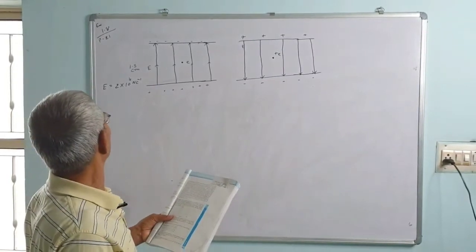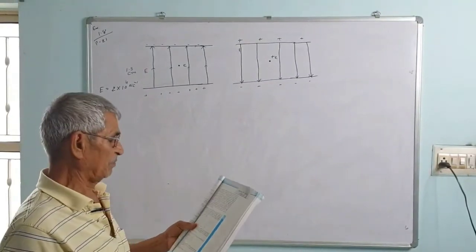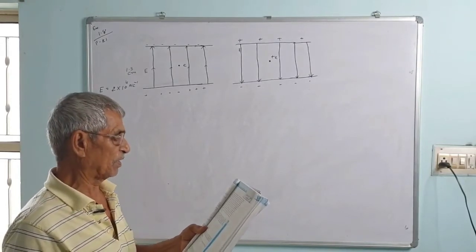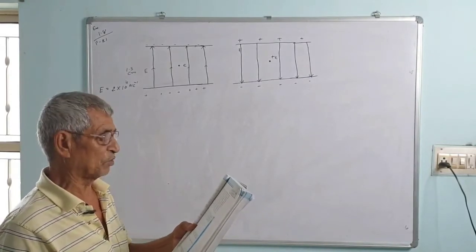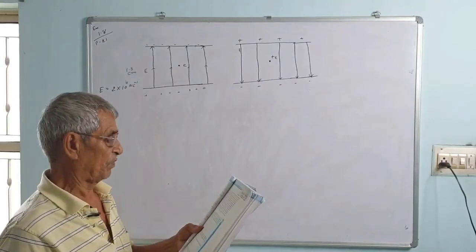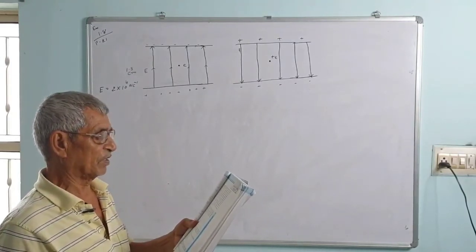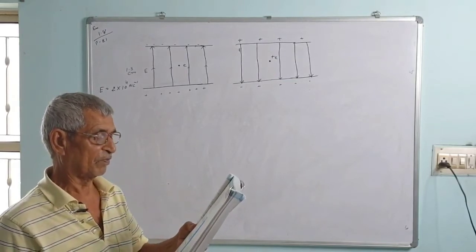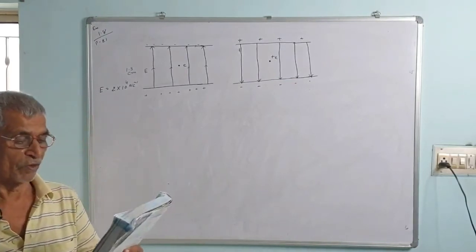See example 1.8, page number 21. An electron falls through a distance of 1.5 centimeter in a uniform electric field of magnitude 2 into 10 raised to power 4 Newton per Coulomb. The direction of the field is reversed, keeping its magnitude unchanged, and a proton falls through the same distance. Compute the time of fall in each case.